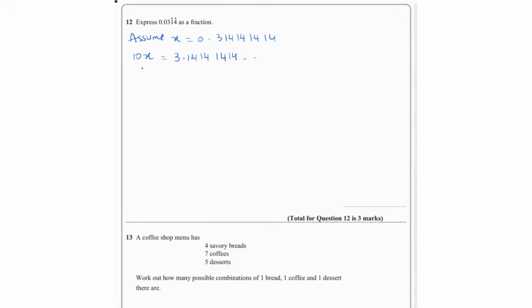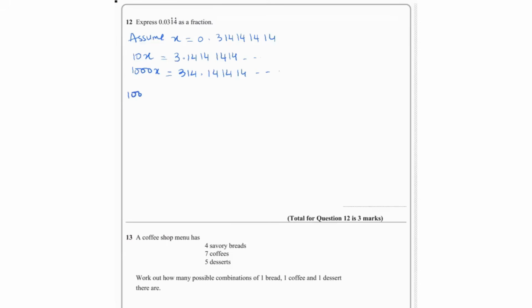So we can say that 1000 times x is going to give us 314.14 recurring. So 1, 4 is again repeated after the decimal. If we had multiplied x with 100, that would be 31.4414 and so on. So the pattern would not be the same after the decimal. We have to make sure that the numbers after the decimal have the same pattern.